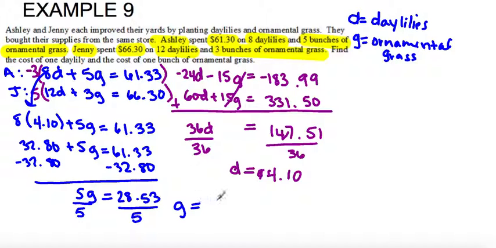So I have G equals $5.70. So one bunch of ornamental grass is $5.70. So these are my two answers.